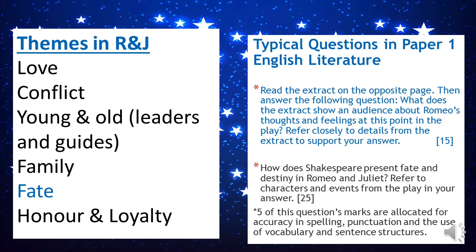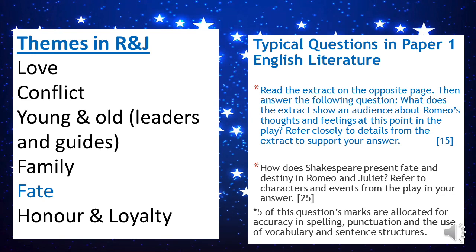As I said last lesson, the major themes in Romeo and Juliet, but we are focusing on fate and destiny. And there you go, on the right hand side, highlighted in blue, is the question that we are going to focus on today, and we are going to analyse the extract and annotate the extract. So typical question is read the extract on the opposite page. In this case it's going to be Act 5 Scene 1. I will attach it on to show my homework as well for you, just in case you don't have your own copy, but I think most of you do anyway.